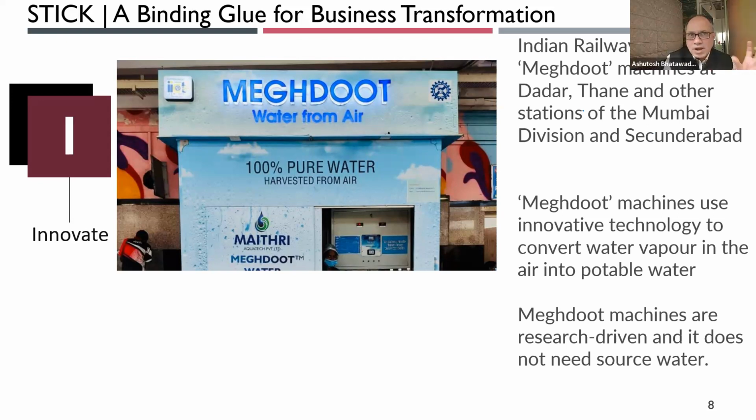It actually traps the water vapors from air, and converts it, through a filtration process, into potable water. And this you will find at many places in India. At the time of publishing this slide, these are the places where I had seen it. So I just put in the places where I have seen it, in Mumbai and in Secunderabad. But this initiative is called Meghdoot, and it's a very innovative idea, right?